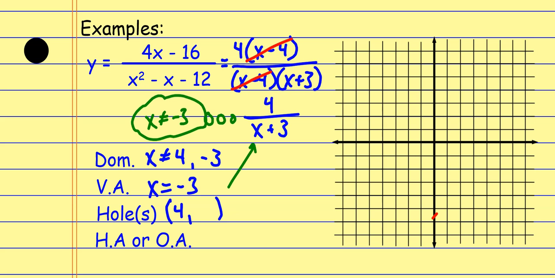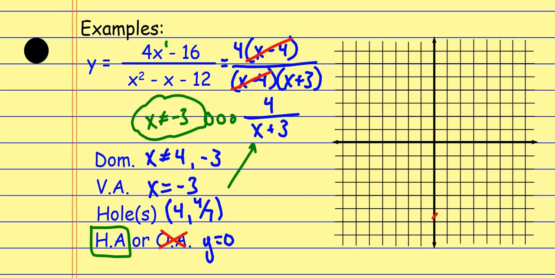And so when you plug that 4 back in there, it looks like you get 4/7. And now horizontal or oblique, you have to look at the degrees. Here, the degree is a 1. Down here, the degree is a 2. When the denominator is bigger, it's horizontal, and it's automatically y equals 0. Okay? And so now I go to graph this thing.